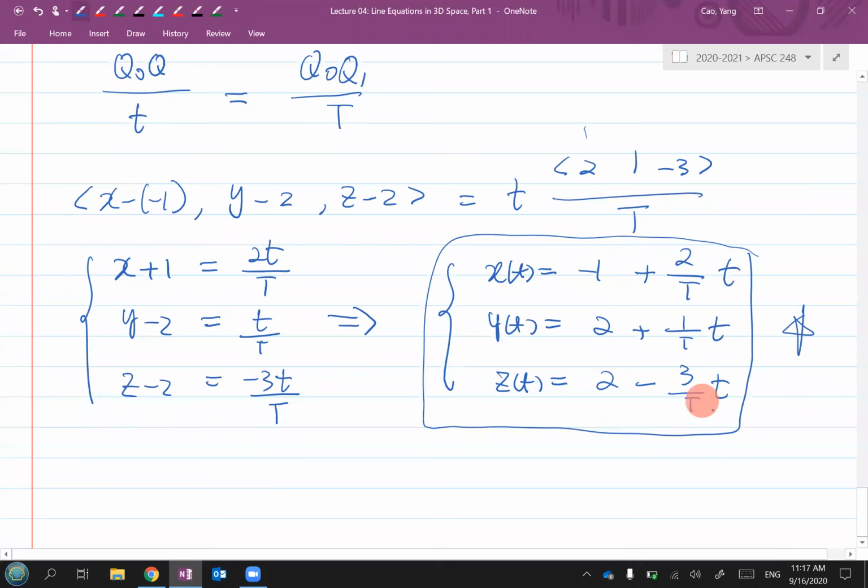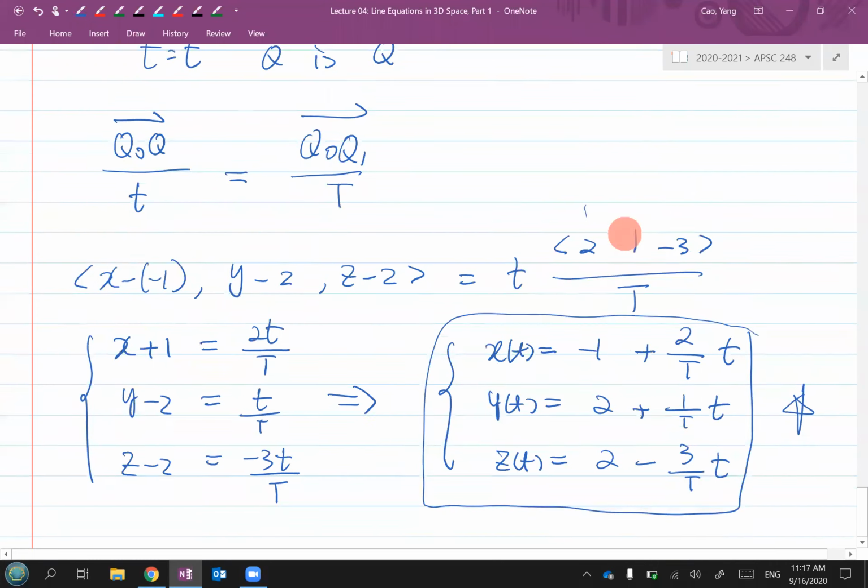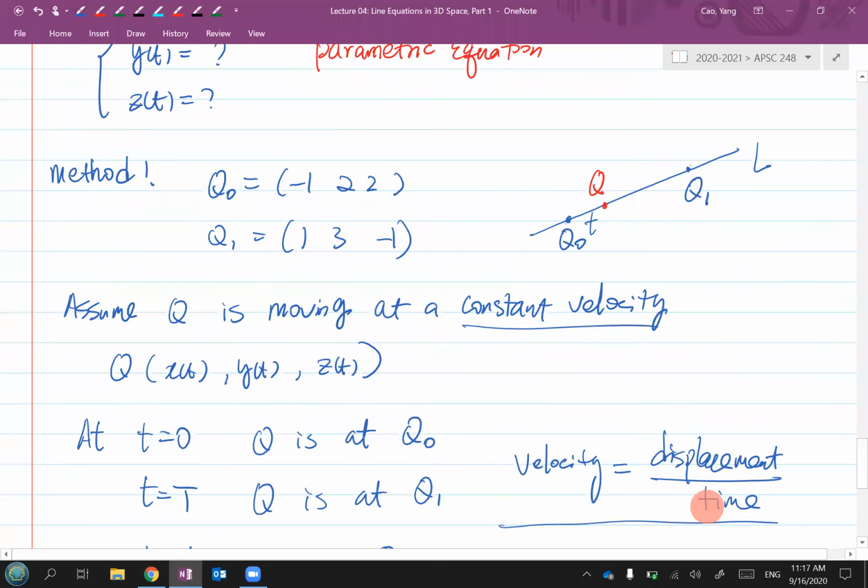So as you can see here, let's take a second look. There is a constant capital T, which I didn't really give a value, but technically T can be any value. The capital T here determines the velocity, how fast it goes. A smaller capital T means faster.